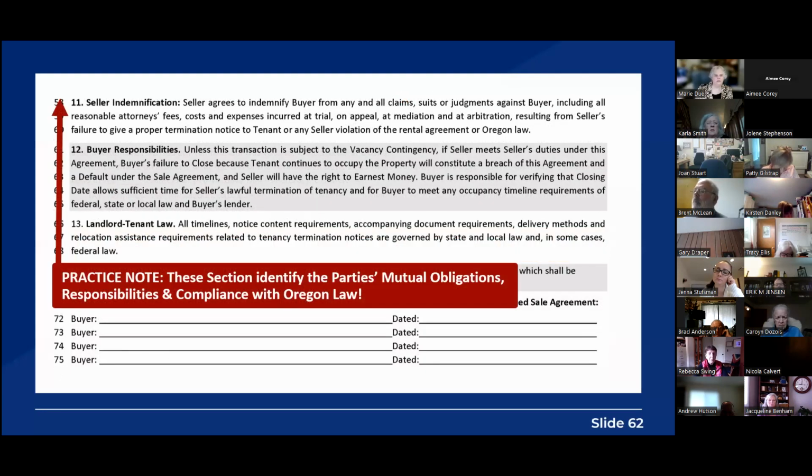Seller indemnification. The seller agrees to indemnify the buyer from any and all claims, suits, and judgments against the buyer that occurred during a tenancy, resulting from the seller's failure to give proper termination notice to the tenant or any seller violation of the rental agreement or Oregon law. Basically, what we wanted to do is make sure that if something happens while you're in this transaction, the seller is responsible for the property until the close of escrow, when it gets turned over to the buyer.